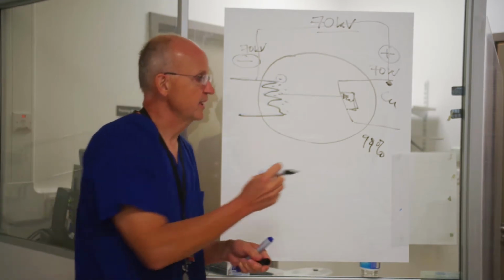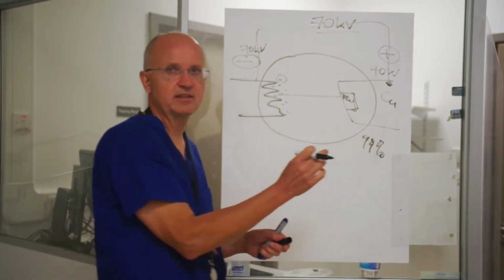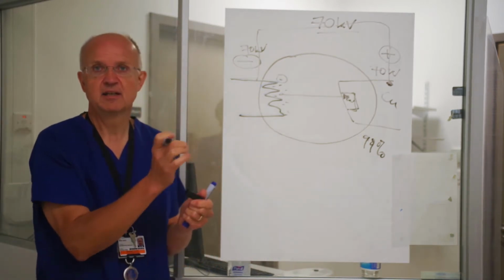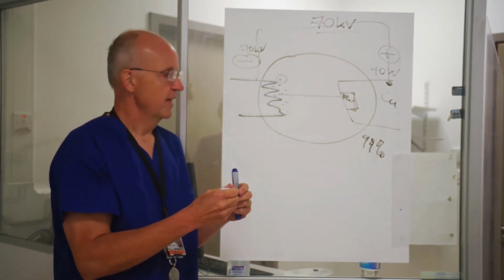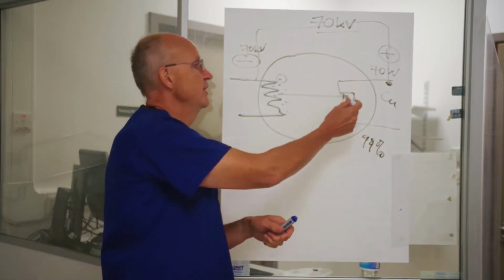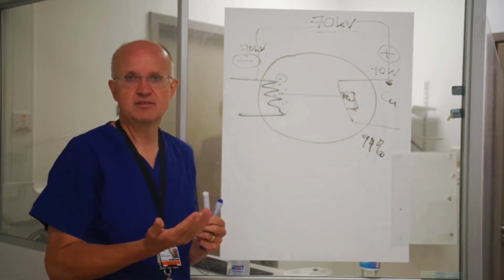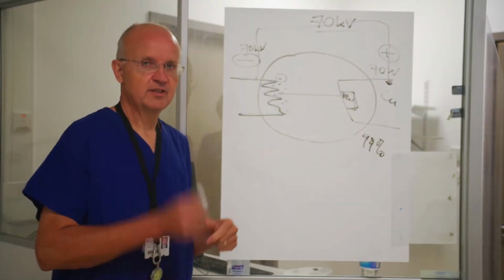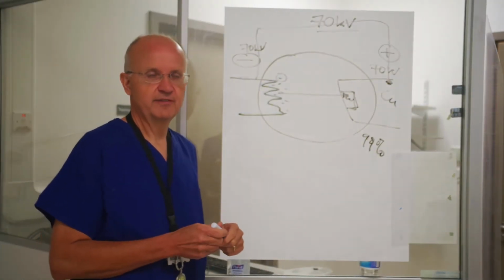Okay, so what happens with the other 1% here? Well, that's going to come out as a tiny bit of light, but the rest of it is X-rays. And there are two main interactions that happen within the target that give us X-rays. Excellent. So, photoelectric and Compton effects.